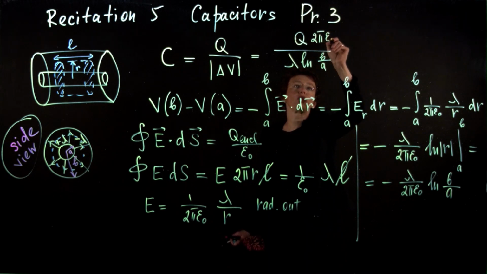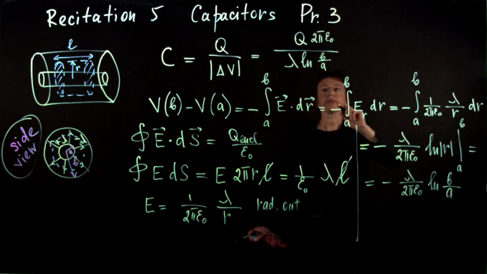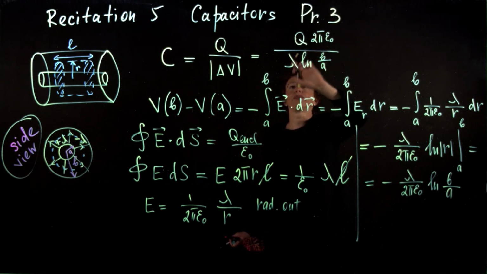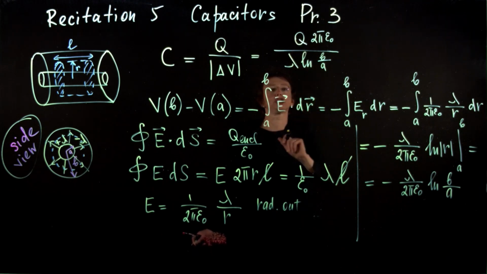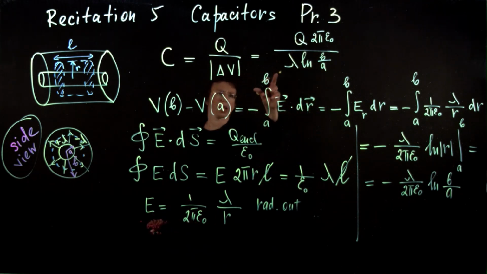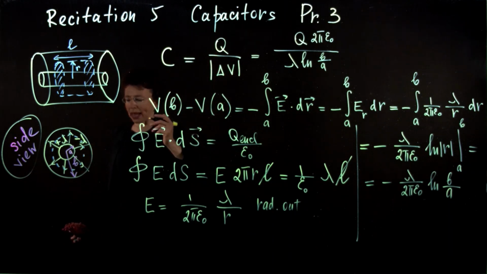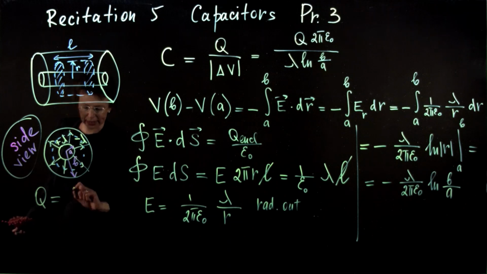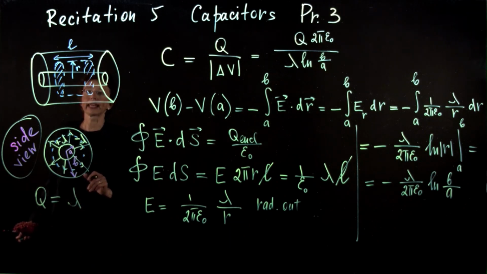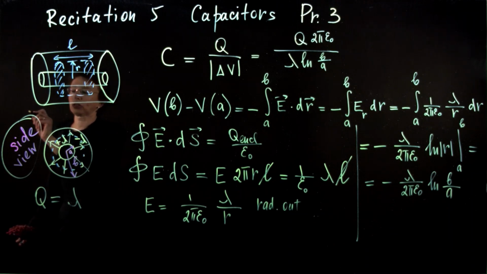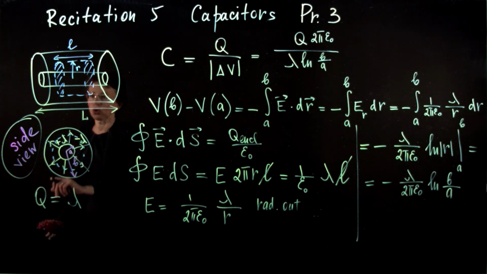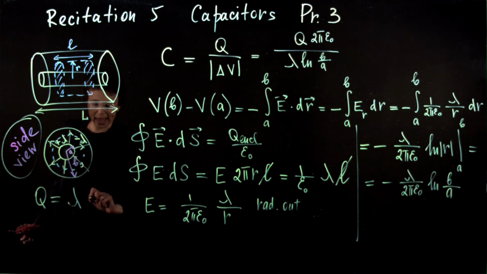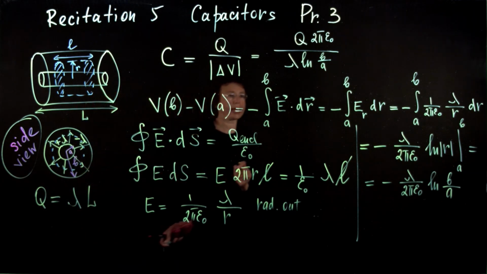Now we need to express Q in terms of lambda, or lambda in terms of Q. I gave you lambda, so let's express Q in terms of lambda. What is Q? Q is lambda times the length of the cylinder. So the length of the cylinder, let's provide this length. The length of the cylinder, let it be L capital. Then Q, the charge, is lambda times L, where L is the length of our cylinders.